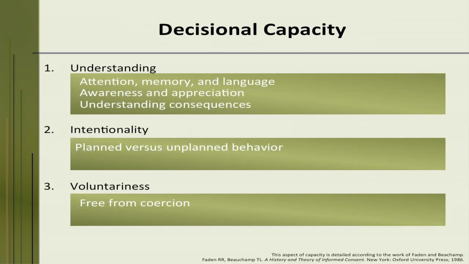What is decisional capacity? When we talk about understanding, we're talking about attention, memory and language, awareness, appreciation, and understanding the consequences. Then there's intentionality. If an older adult has this ability to understand and they have appreciation, the attention seems to be okay, and the memory's intact, we have to recognize whether or not there is intentionality. So a plan versus an unplanned behavior. Do they have a plan for doing something? And are they doing it in a voluntary manner, free from coercion?